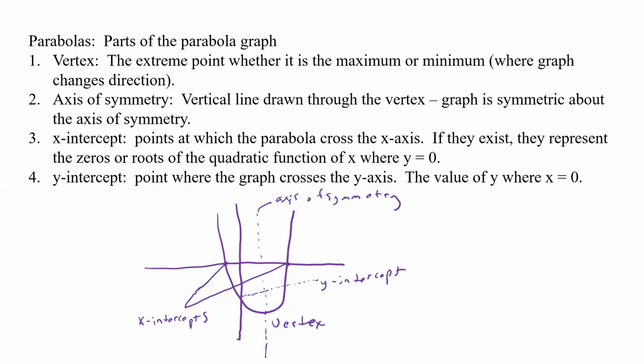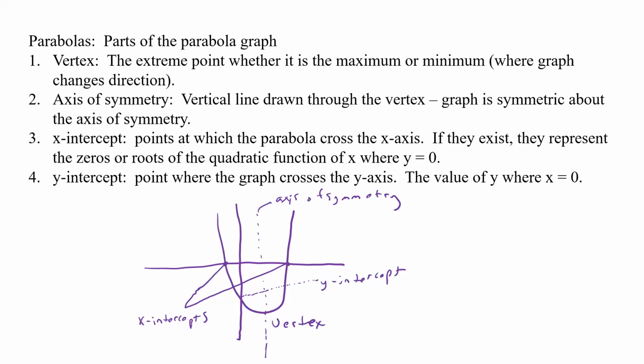Then we have our x-intercepts. We don't always have x-intercepts. If we had a parabola that started up here in the second quadrant and was above the line, we would never have an x-intercept. Or if we were going down below, we wouldn't have an x-intercept. But if it does cross the line, the x-intercepts are those 2 points where it crosses the x-axis. They represent the zeros or roots of the quadratic function of x, where y is equal to 0. Wherever it crosses there, those are our zeros, or the roots of the quadratic function.